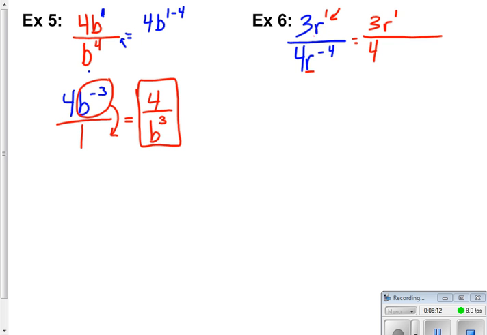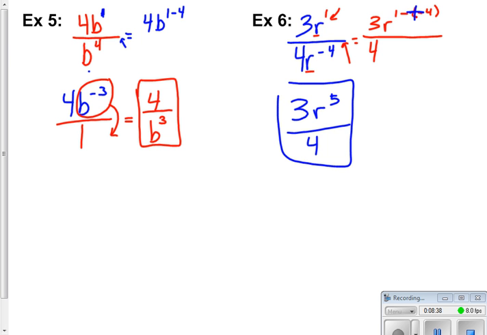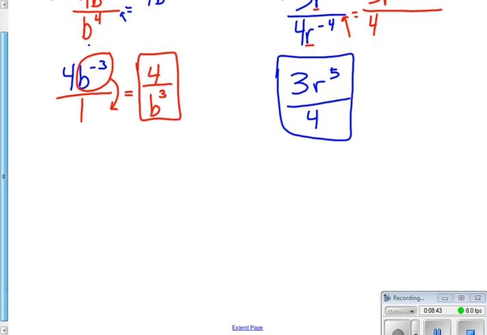We have the same base of r's, so we need to subtract because we are dividing, and we are going to subtract by the exponent on the bottom. When we subtract, we are subtracting by negative 4 in this case. So 2 negatives make that big positive again, and we wind up with 3r to the 5th over 4. And when we're looking at this problem, we don't have any negative exponents, so our answer would stay the same here.